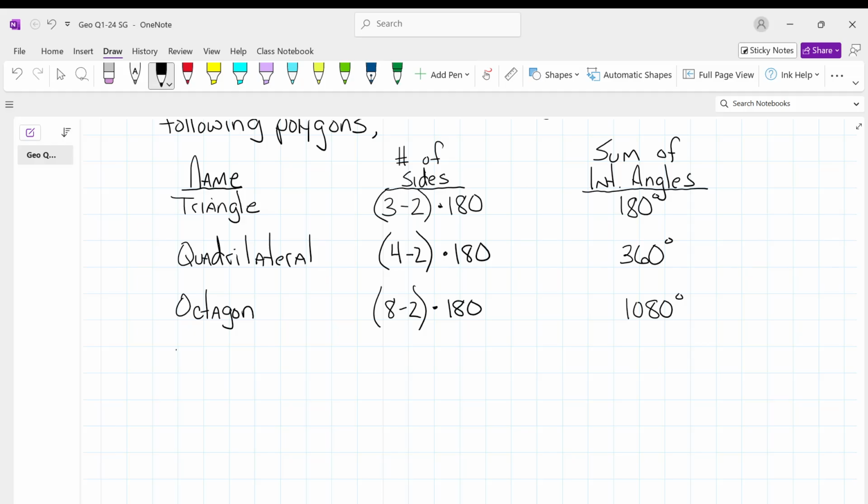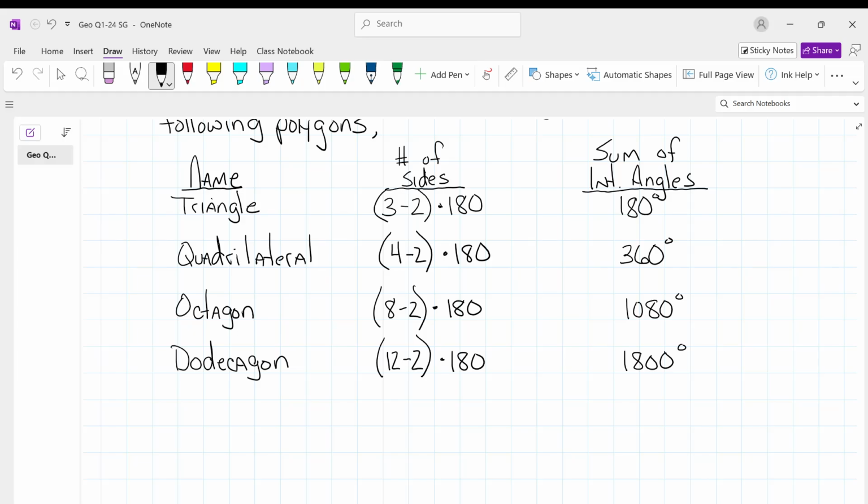A dodecagon. Looking at the chart, a dodecagon has 12 sides. So we take 12 minus 2, multiply that by 180. And we get 1800. So the interior angles of a 12-sided shape have to add up to, or will add up to, 1800 degrees.